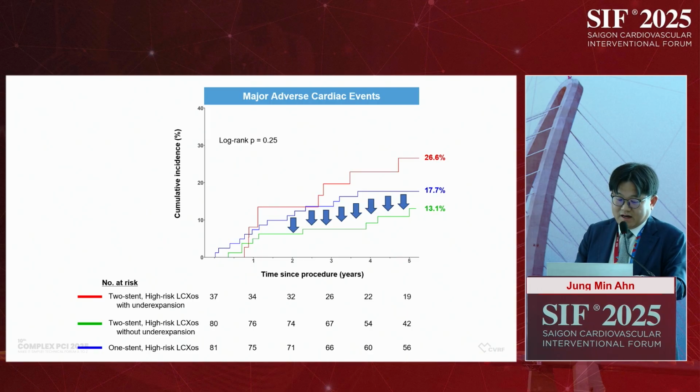Blue line is a high risk circumflex ostium. The green is a two stent technique for high risk circumflex ostium without under expansion. The red is with some under expansion. The P-value is not significant, but if we do an upfront two stent technique in case of high risk circumflex ostium and do it well, then we can reduce some events.